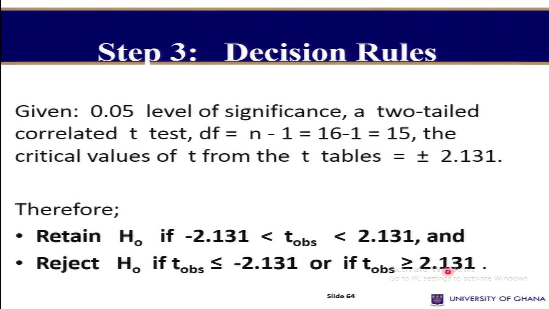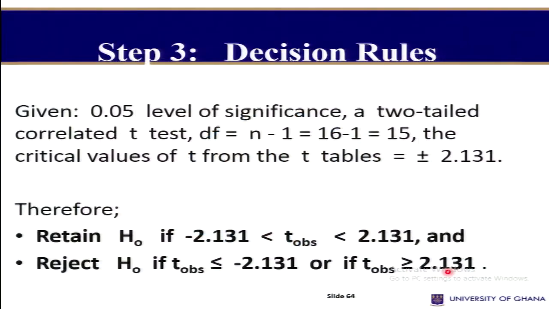And then step 3, which is the decision rule. And here, to get the decision rule, we need the critical value. We need to read that from the t tables. And before we read that, we need certain key information. One has to do with the level of significance, whether we are dealing with a 1-tail or 2-tail. And then also, we need the degrees of freedom. So we need these 3 key pieces of information for us to read the critical value and then set our decision rule.